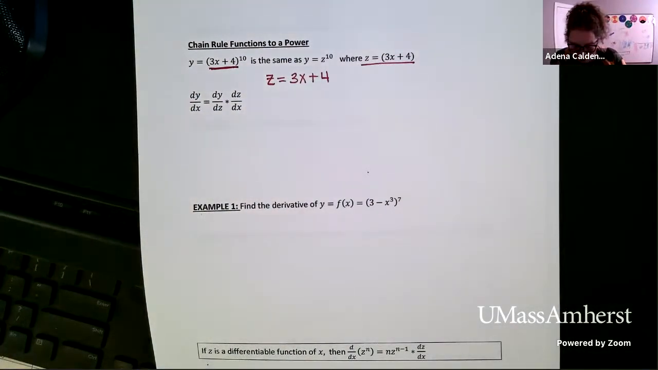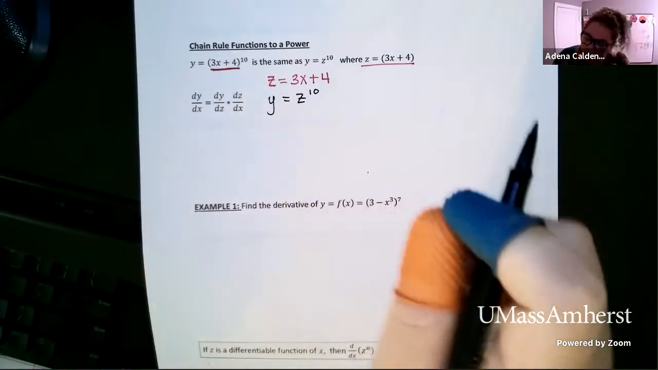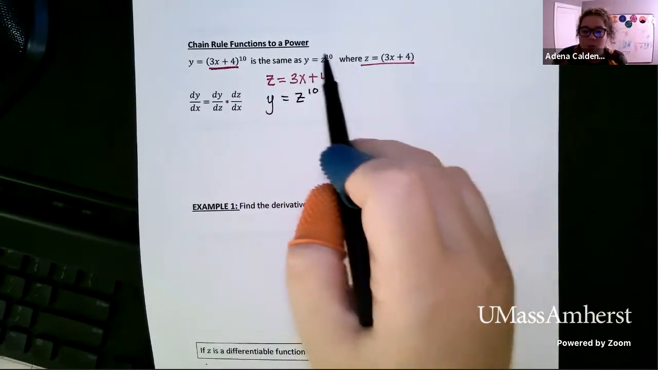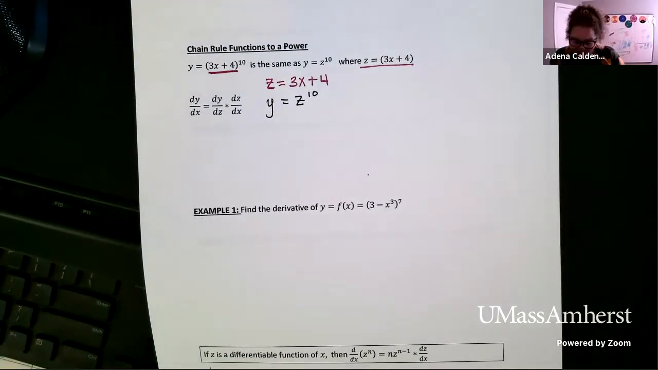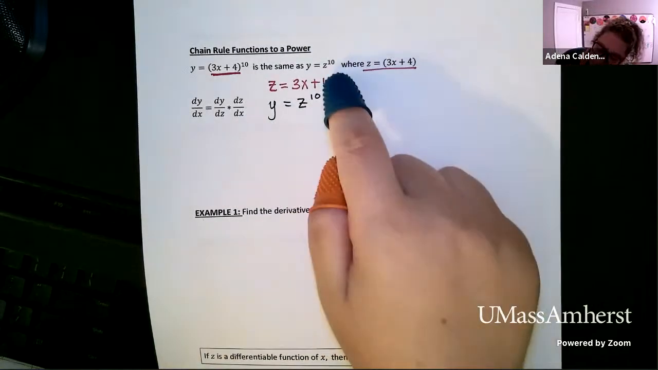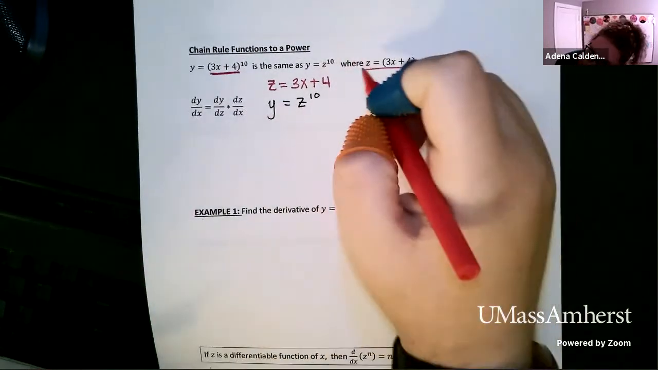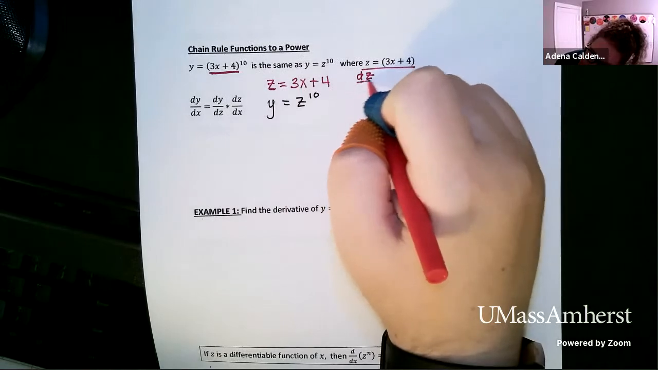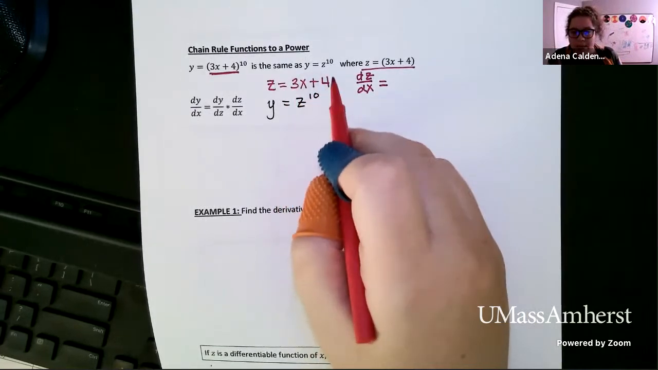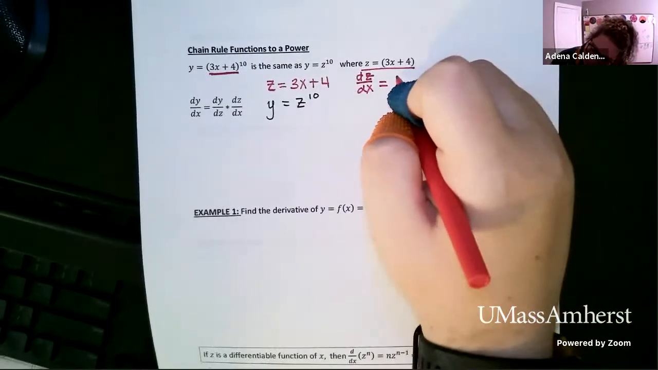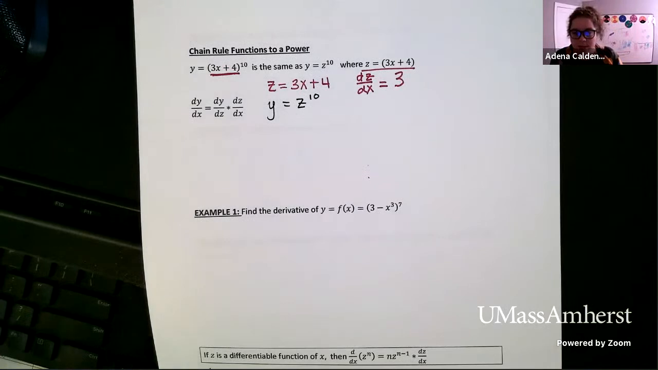And then we're going to rewrite y to be z to the 10th. So if this is z, then y is z to the 10th, because we're just substituting in what z equals. Once we make those two substitutions, we have two functions here that are now basic functions. Again, basic is not easy, basic is foundational. So from the first function, we can take the derivative of z with respect to x, which means we're taking the derivative of the right-hand side of this function. So the derivative of 3x is 3, and the derivative of 4 is 0 because it's a constant.